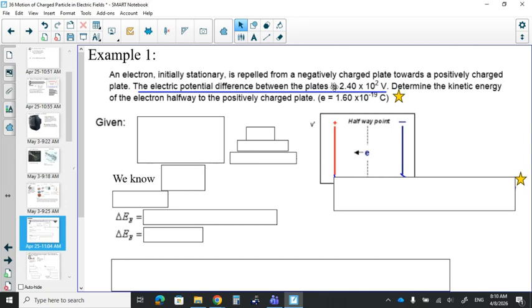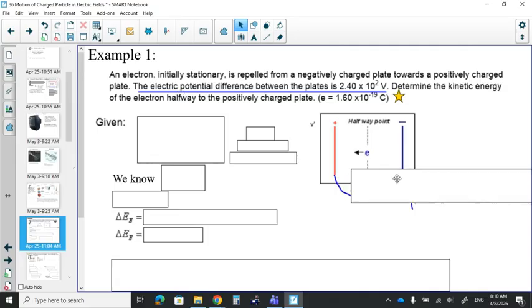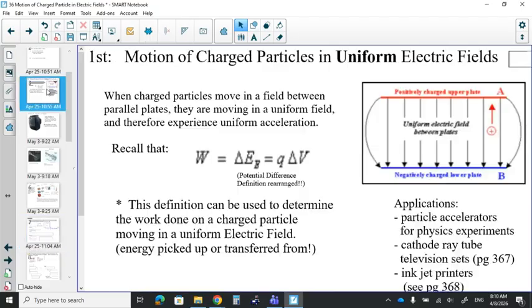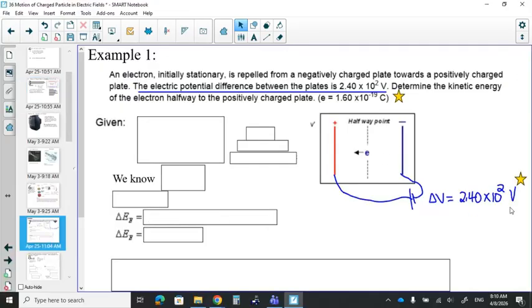Electric potential difference between the plates is 2.40 times 10 to the 2 volts. I underlined that to emphasize the fact that that is a situation where we've got a voltage applied across those parallel plates. So in a previous lesson, I mentioned that there's a subtle difference between a situation like this, where you just have a charge built up, versus this case here, where you have a voltage applied.